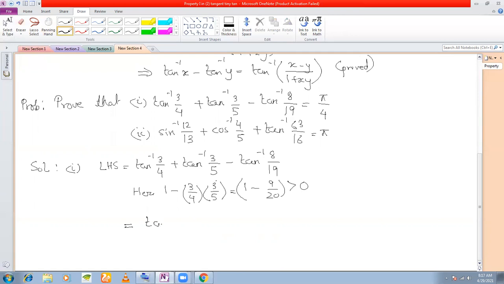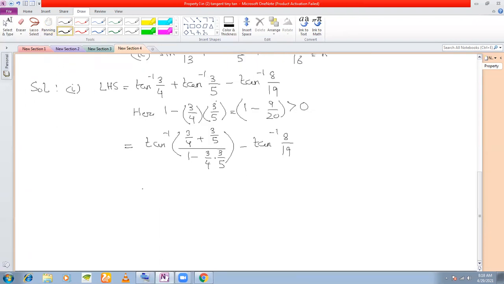LHS is here. Now I can write tan inverse of (3/4 plus 3/5), that is tan inverse of (x plus y) by (1 minus x into y), minus tan inverse 8 by 19. So once I have written this, you can simplify the first tan inverse. You take the LCM in the numerator and the denominator, you will get tan inverse 27 by 11, minus tan inverse 8 by 19.